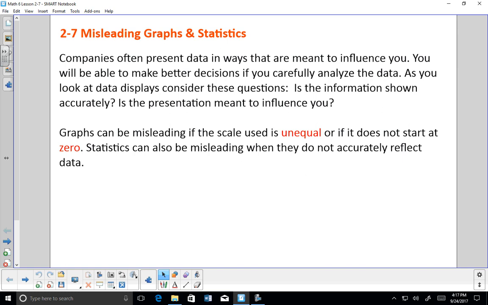Now you might ask, why would companies want to mislead you? They want you to buy their products, so if they can convince you by showing you this phenomenal graph that their product is supposedly better than every other product, that will get you to buy it. So you need to make sure that you do your due diligence.